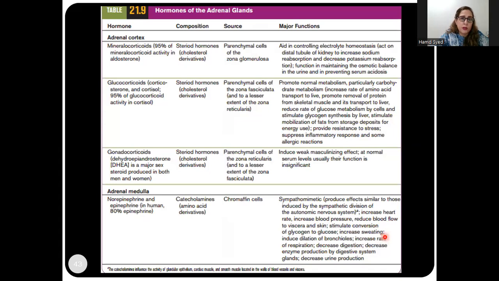This is another table taken from Ross Histology, a text and atlas, and you can read these in detail. These are the major functions of the hormones which are produced from the adrenal gland. I mentioned a few of these functions. You can look at this table again and you can read all of these functions in detail.